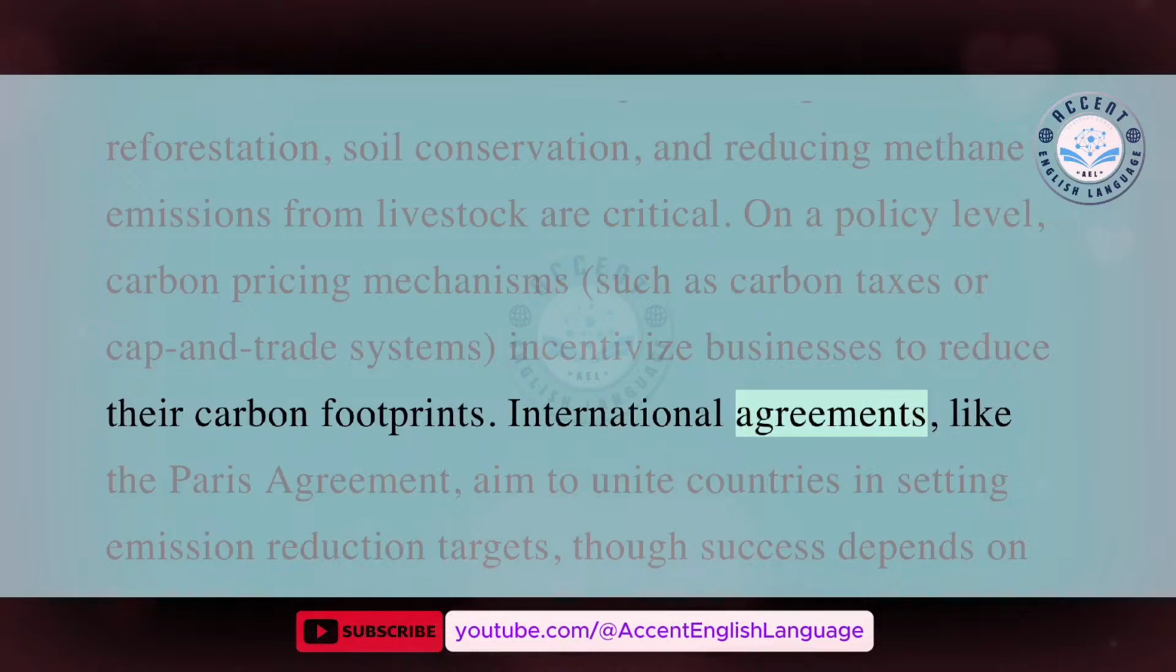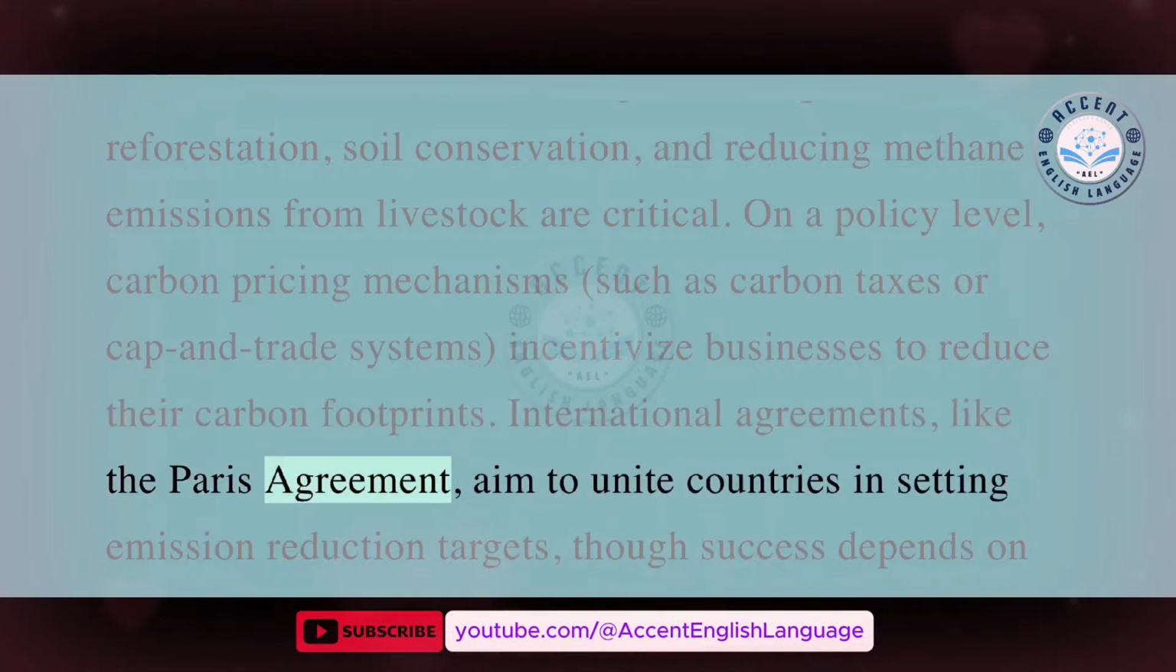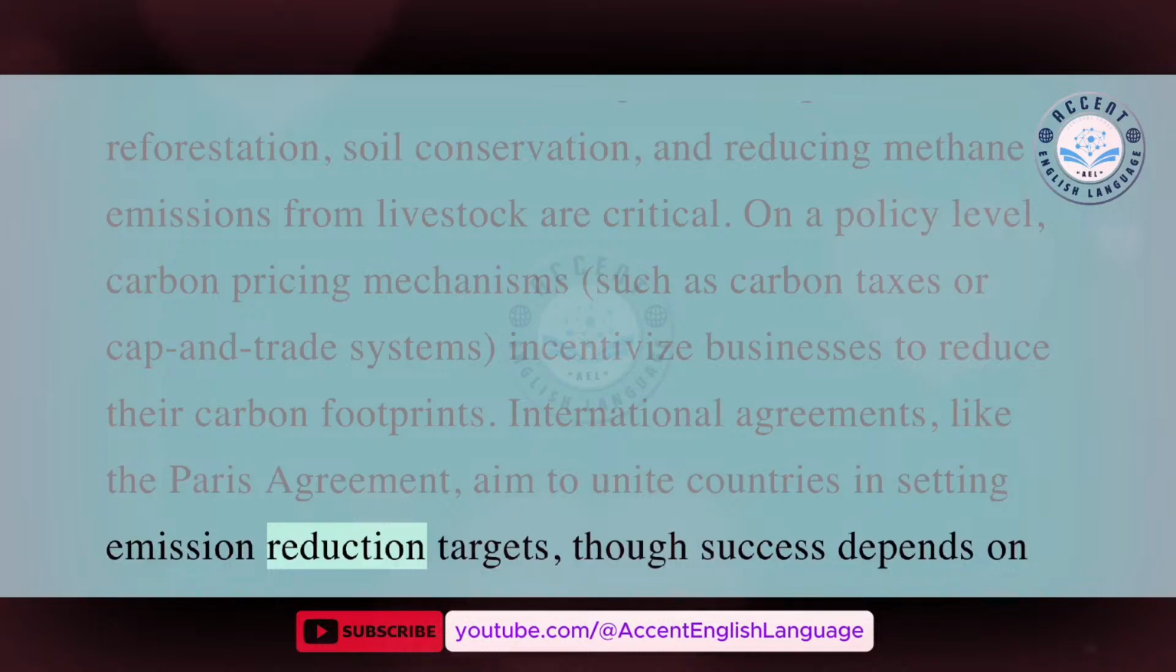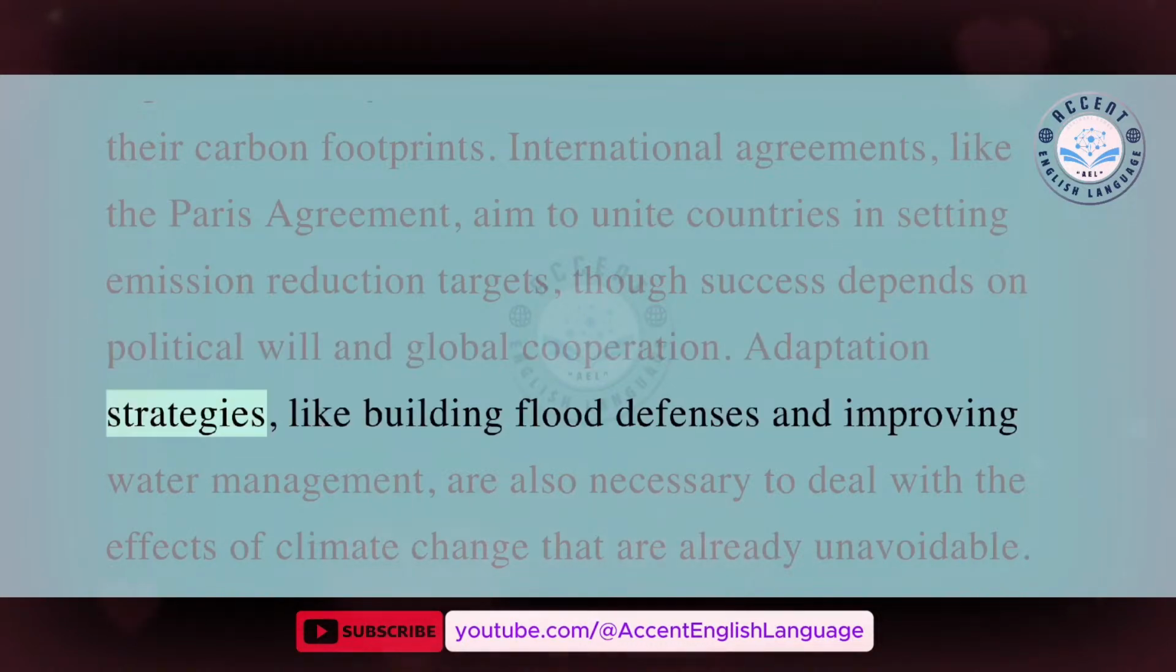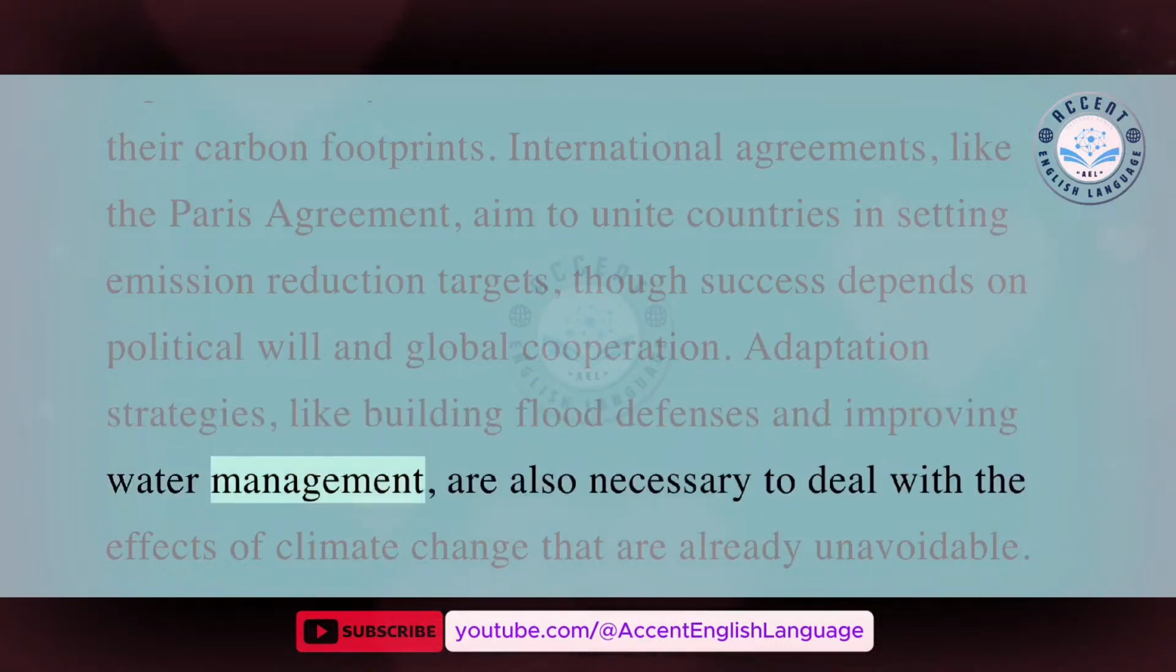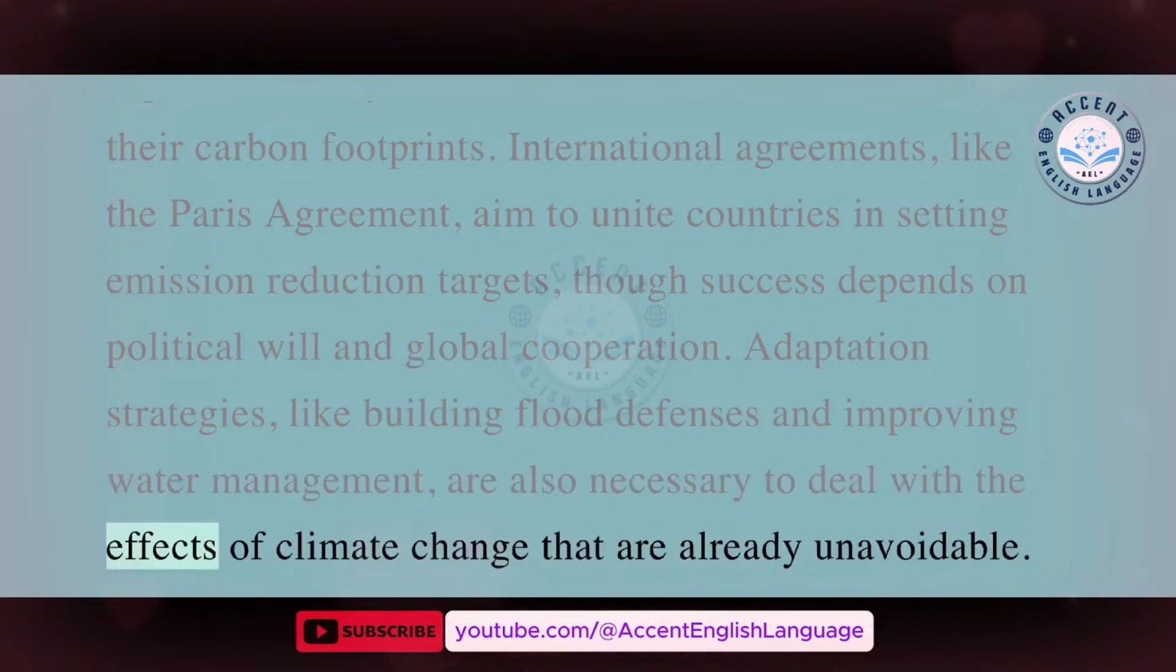International agreements, like the Paris Agreement, aim to unite countries in setting emission reduction targets, though success depends on political will and global cooperation. Adaptation strategies, like building flood defenses and improving water management, are also necessary to deal with the effects of climate change that are already unavoidable.